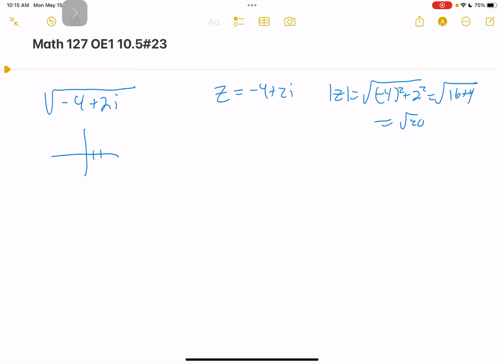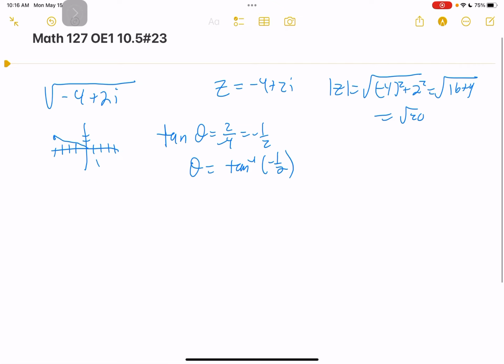Now, our graph is at negative 4, 2, so it's right over here. I do that because tangent theta is going to be y over x, so 2 over negative 4, or negative 1/2. Now theta is going to return a negative value, so if I do tangent inverse of negative 1/2, it's really going to give me a value down here. And so I'm going to have to add pi to it to get to the value I want.